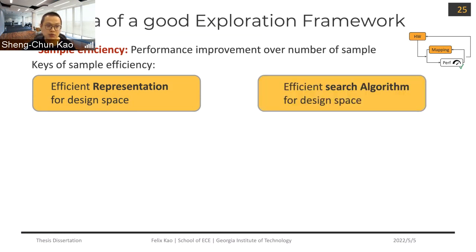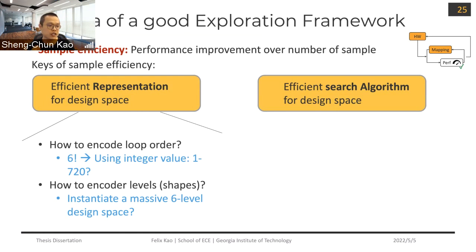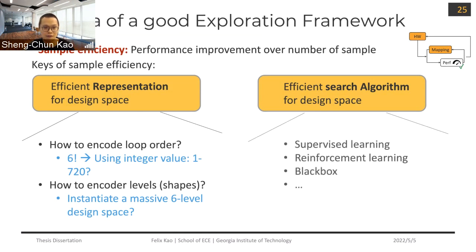The representation includes the decision of how you encode the loop order. Do you encode it into an integer value? How do you encode the level of tiling? Do you, at the start of the algorithm, just instantiate a massive 6 levels of tiling, which is a huge design space, and let the algorithm explore it? These are the decisions we can make. For the search algorithm, you can choose from supervised learning, reinforcement learning, black box, or others.